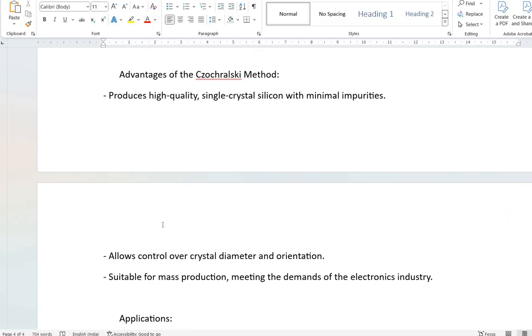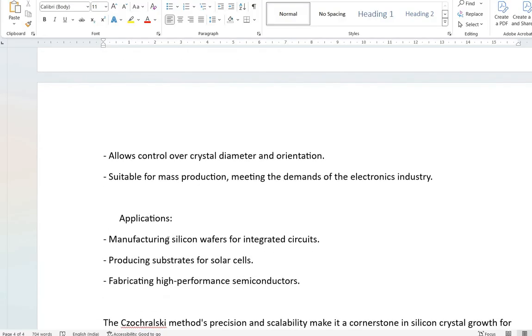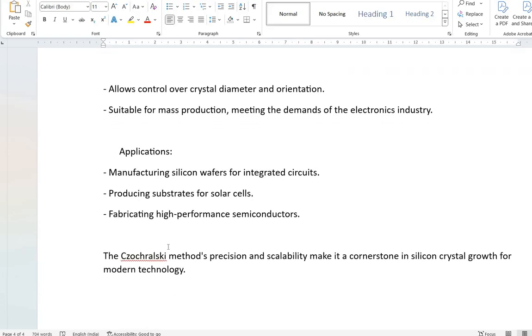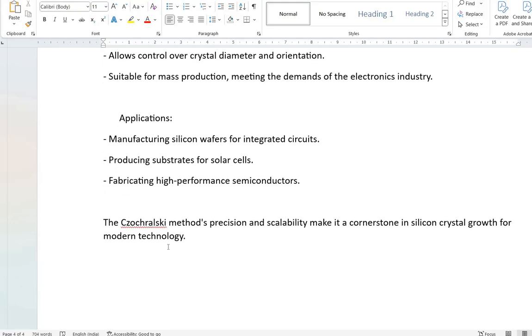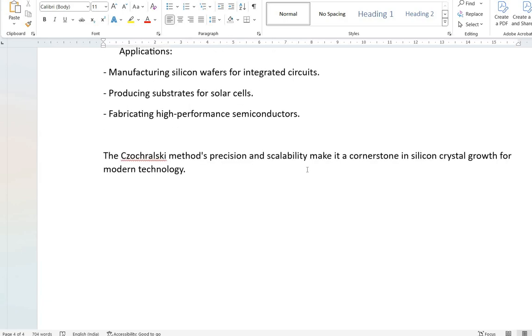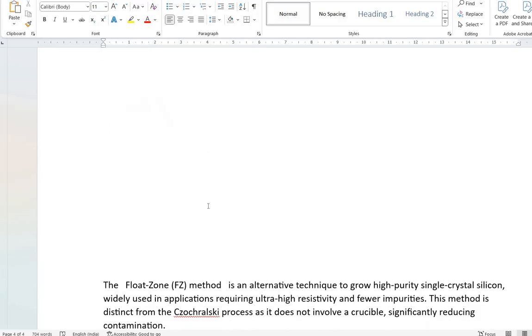Advantages: it produces high quality single crystal silicon with minimal impurities, allows control over crystal diameter and orientation, and is suitable for mass production, meeting the demands of the electronics industry. Applications: it's used in manufacturing single crystal silicon wafers for ICs, producing substrates for solar cells, and fabricating high performance semiconductors. This method gives good precision and scalability, making it a cornerstone in silicon crystal growth for modern technology.